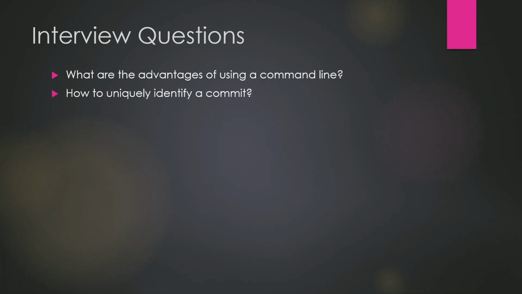The next question is how to uniquely identify a commit. If you remember, in the first few videos we talked about the SHA1 hash, which is responsible for uniquely identifying a commit. So any git commit will be identified by that.